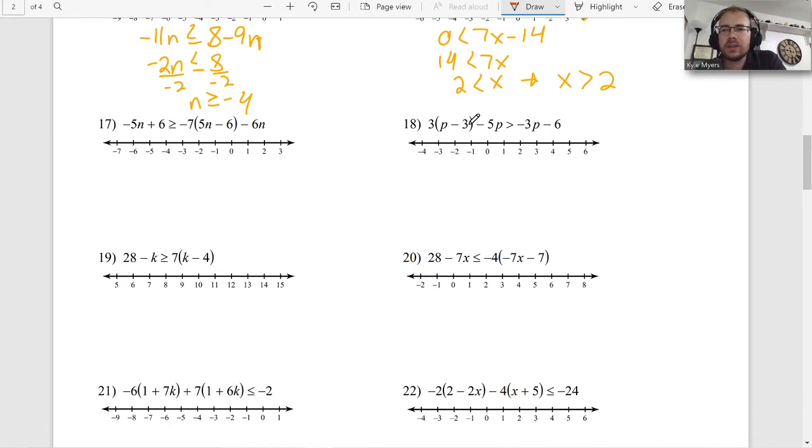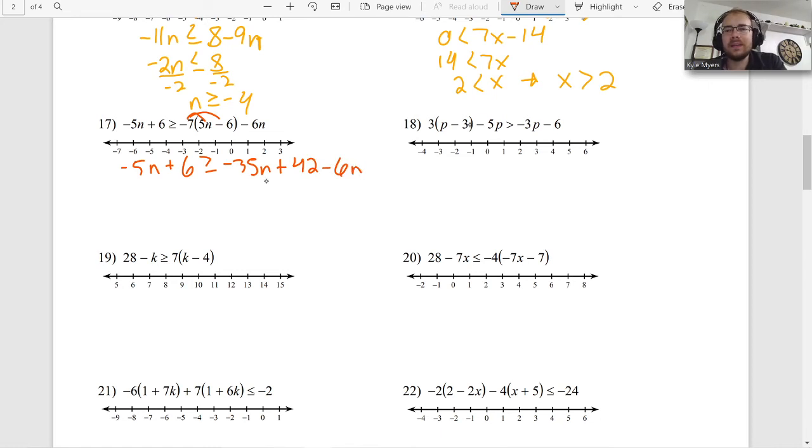Let's see here. So we've got a couple different things going on here. We can leave that negative 7 alone and see if it divides out eventually, but it doesn't look like it will. So let's go ahead and just distribute that as well. So negative 5n plus 6 greater than or equal to negative 7 times 5 is negative 35. Negative 7 times negative 6 is positive 42.